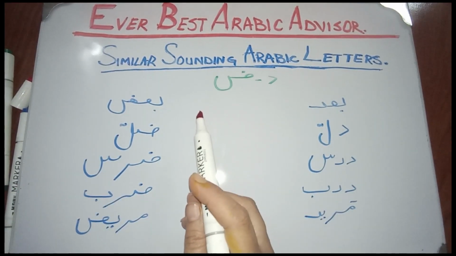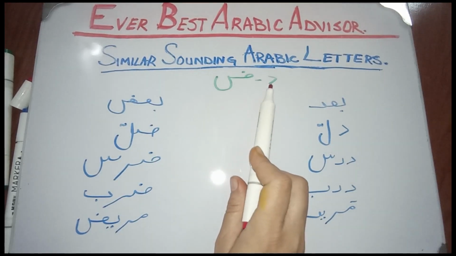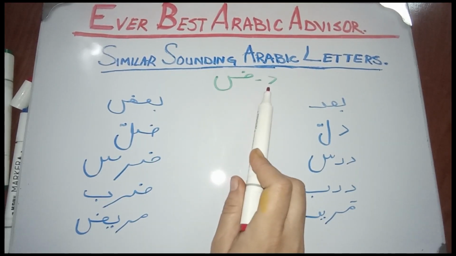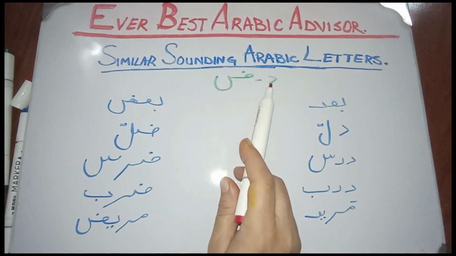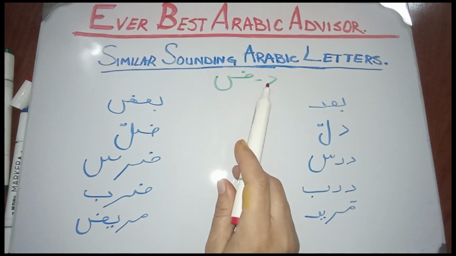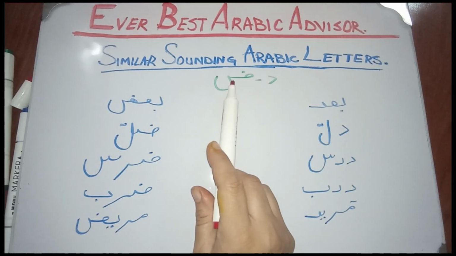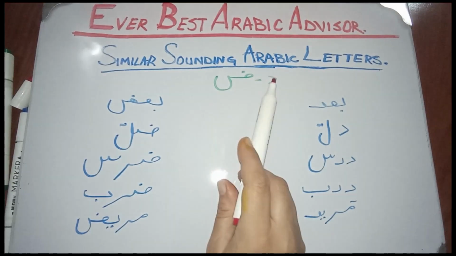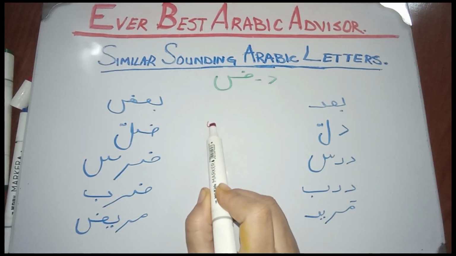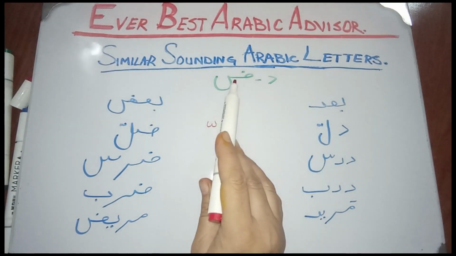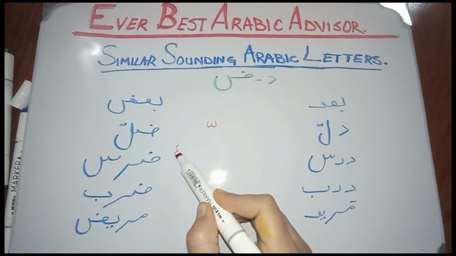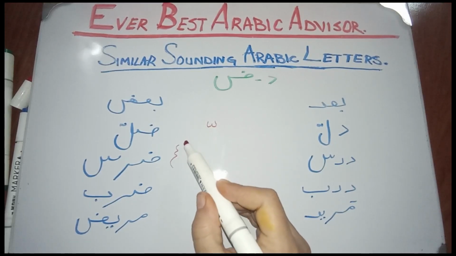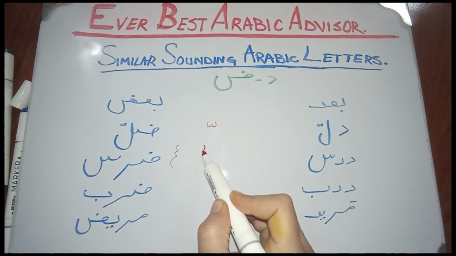You will learn in this lesson the difference between the letters Dal and Dod. The first difference between Dal and Dod is that Dal is pronounced from the tip of the tongue and Dod is pronounced from the side of the tongue. Dal is pronounced when the tip of the tongue touches the upper two molars, and Dod is pronounced when the sides of the tongue touch the sides of our teeth on our upper side.